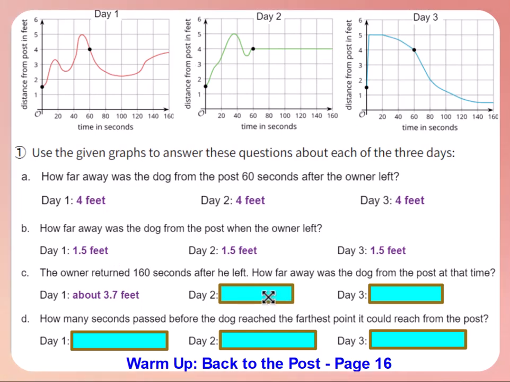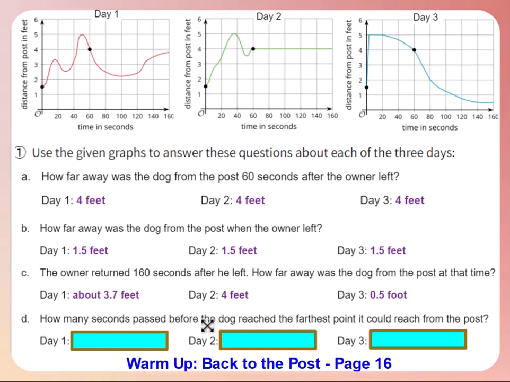On day 2, we all should have gotten 4 feet because the dog laid down and didn't move. And then on day 3, again, 160. Where do you think that is? Between 0 and 1. I just looked at it quickly and I estimated a half of a foot, or 0.5.